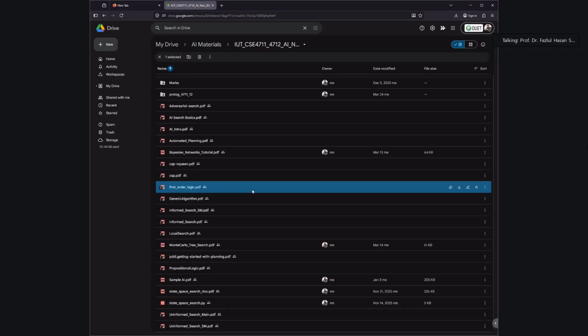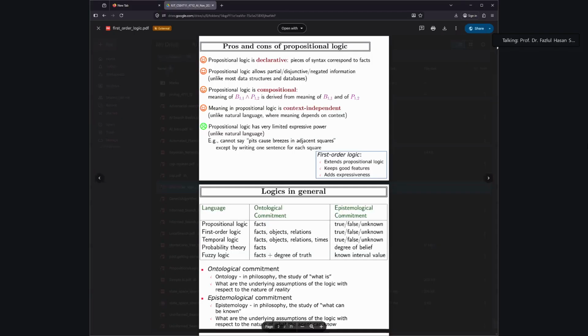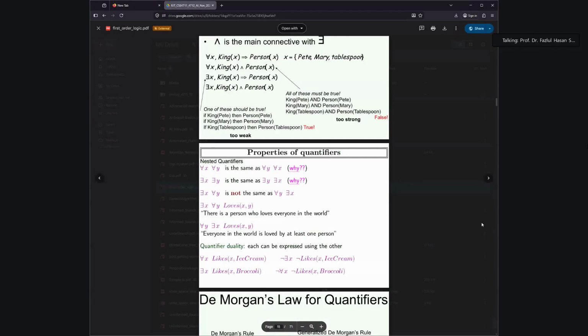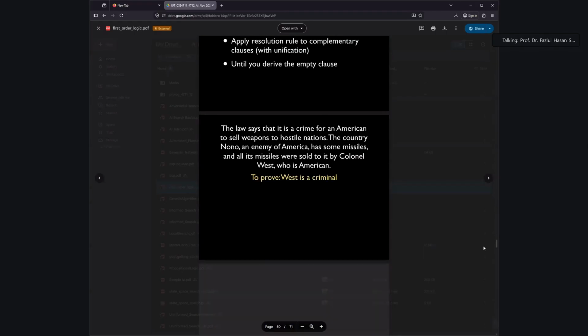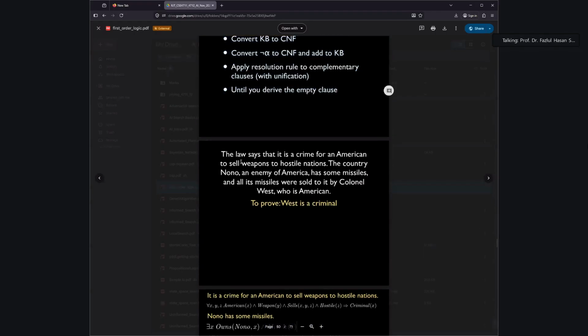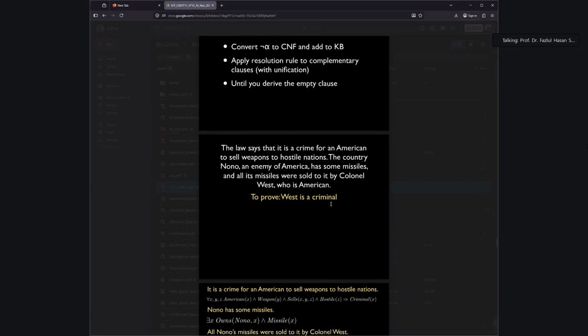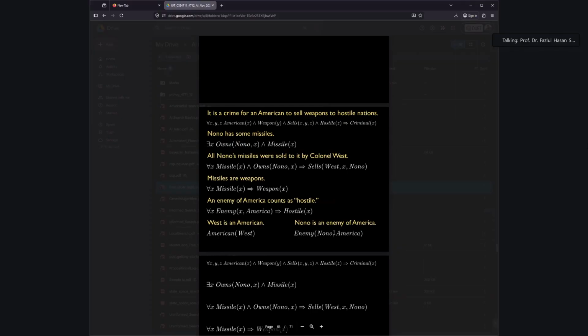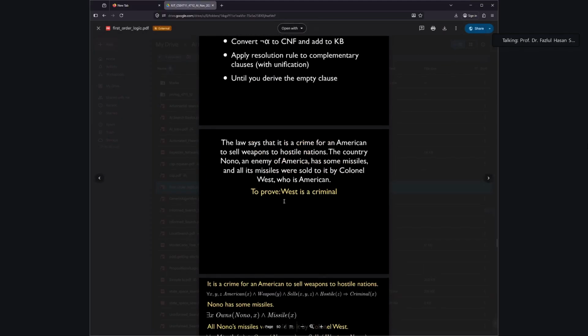And I definitely suggest you, there is already a question there. I already explained this one. The law says that it's a crime for an American to sell weapons to hostile nations, and so forth. And finally, you have to prove West is criminal. How can you prove these things? In order to prove these things, you have to go through some steps, step by step, and you have to follow this part.